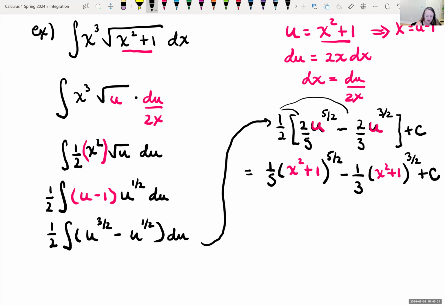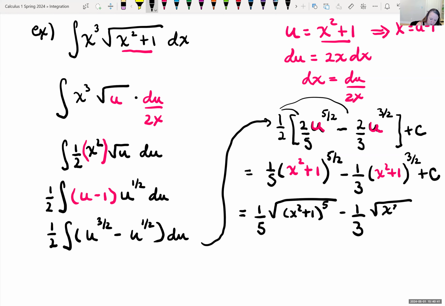And if we want, we can rewrite those with the radicals. Just because the integrand was with radicals, I might just go back and rewrite this. So this is 1/5 the square root of x squared plus 1 raised to the 5th power, minus 1/3 the square root of x squared plus 1, that x squared plus 1 is cubed, plus c.